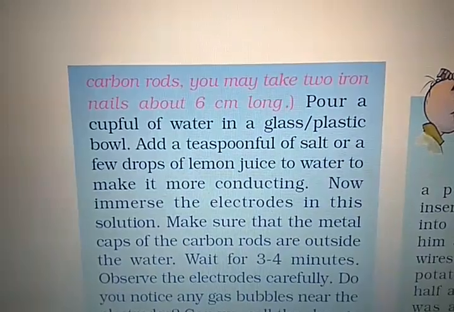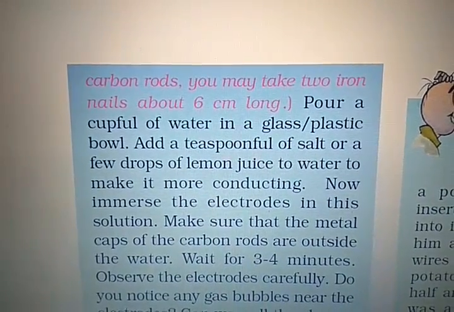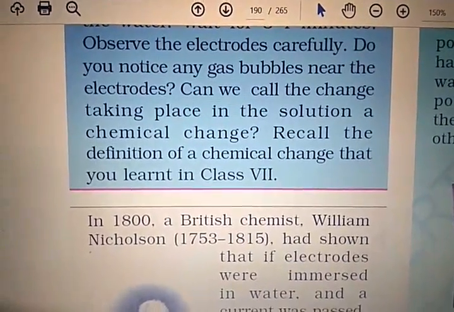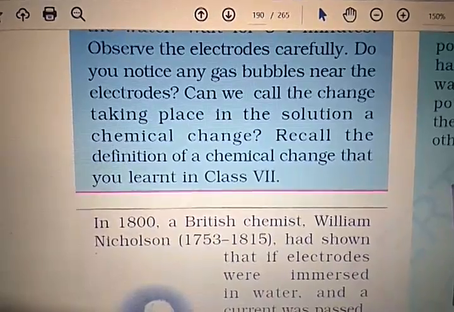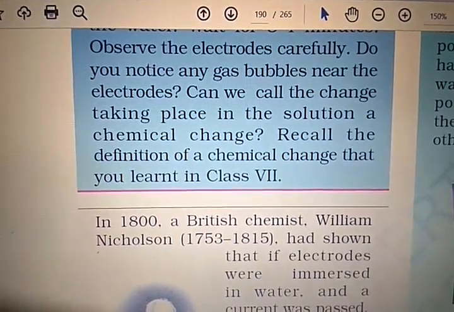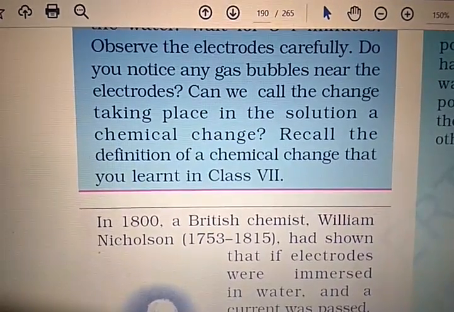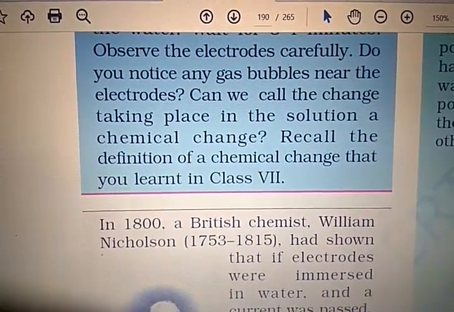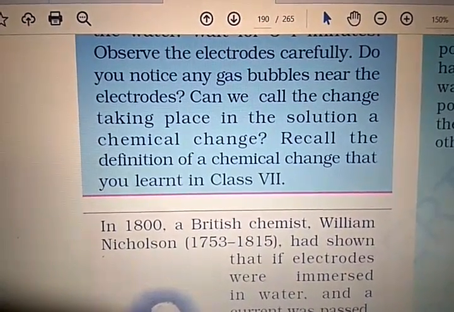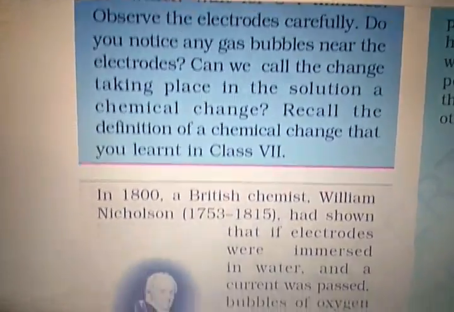So wait 3 to 4 minutes. Observe the electrodes carefully. Do you notice any gas bubbles near the electrodes? Can we call the changes taking place in the solution a chemical change? Right? So recall the definition of chemical change that you have learned in grade 7.